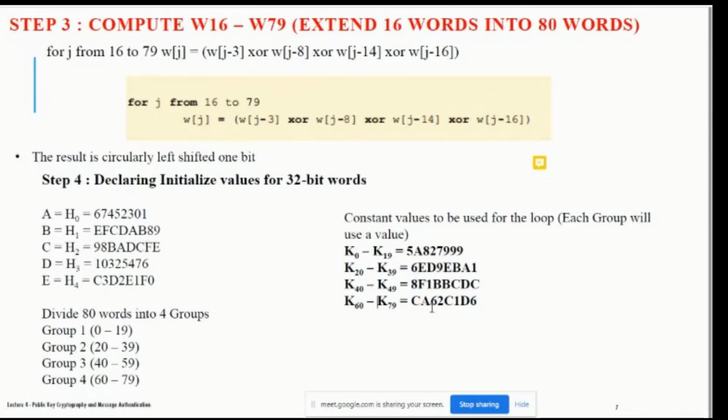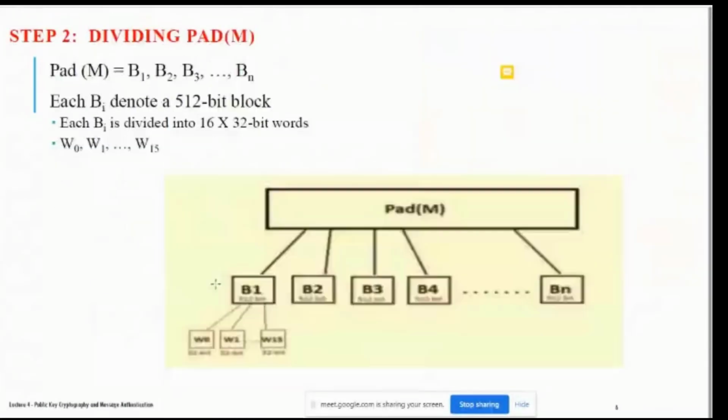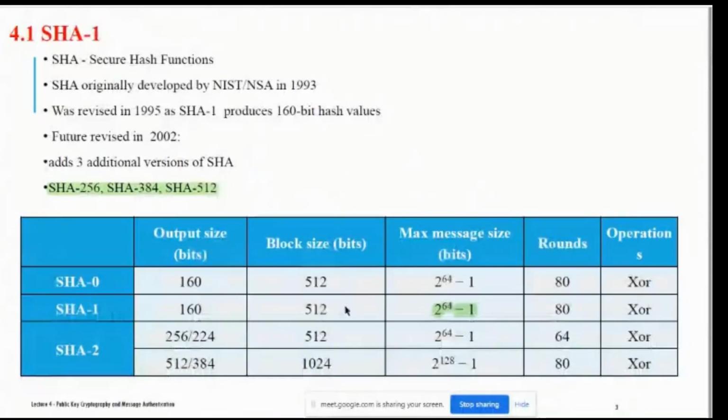Now, this is step number 4. I'm going to step number 5. Now, what is step number 5? Go to the first slide and you will understand. In the first slide, what we said is that this algorithm is going to run 80 rounds. Now you will see these 80 rounds here.